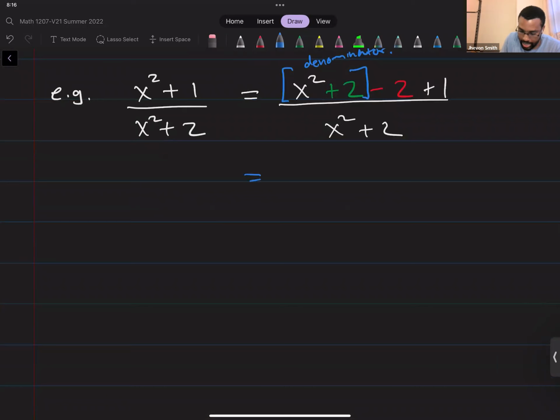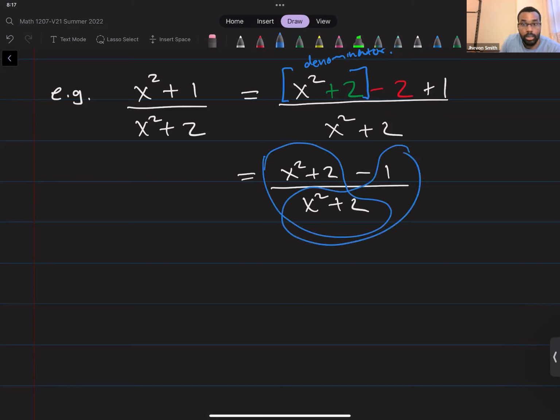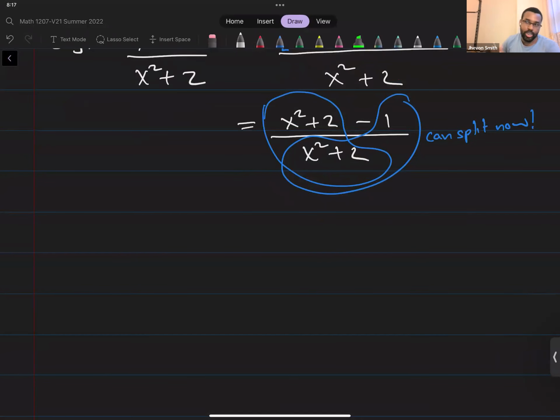So this is essentially x squared plus 2 minus 1, all over x squared plus 2. Of course, you know that 1 is 2 minus 1, but you force the denominator in there and then subtract what you need to get the thing to be what it was before. Now you can split this fraction into two parts, because fractions work that way. If you have a plus b all over c, you can split it into a over c plus b over c.